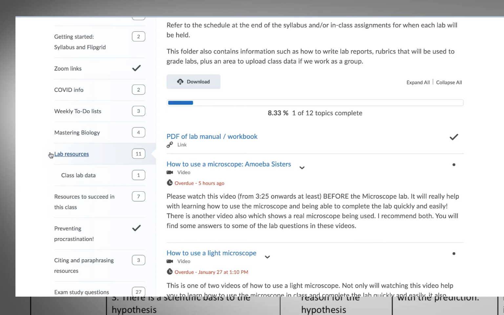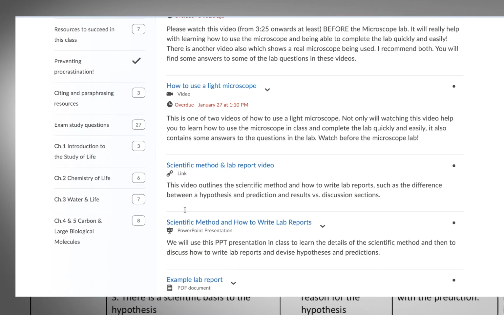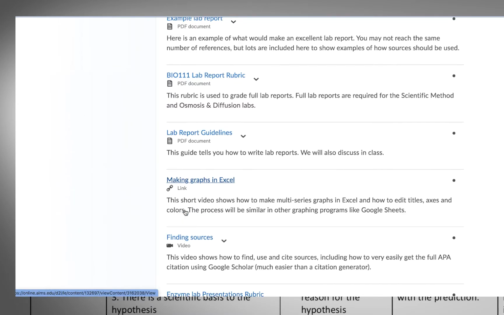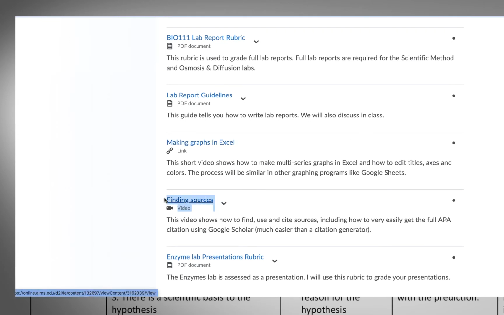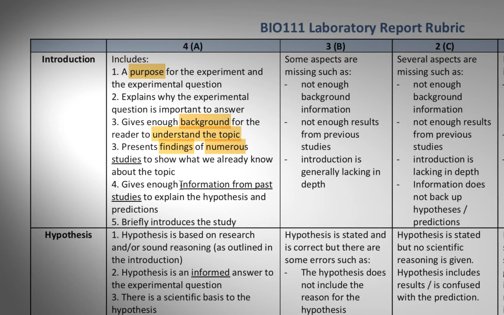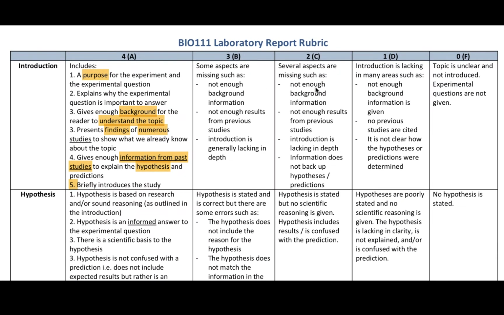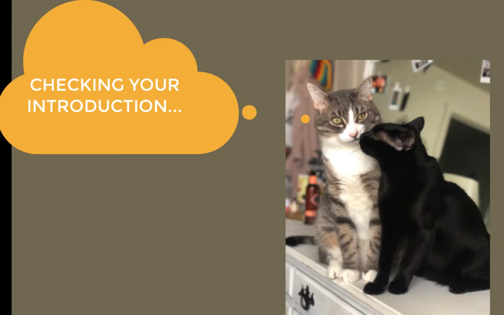A really good place to find those is on Google Scholar, and there are resources on D2L in the lab section about how to find sources and how to get the information from them. So you need information from past studies to explain your hypothesis, and that is a key thing. Why do you think this is the answer to the question? And you're going to briefly introduce the study. In this experiment, we're going to do such and such. Notice these lower scores, some things are missing. So be aware of these and critically analyze your introduction to make sure you've checked off all of these things.